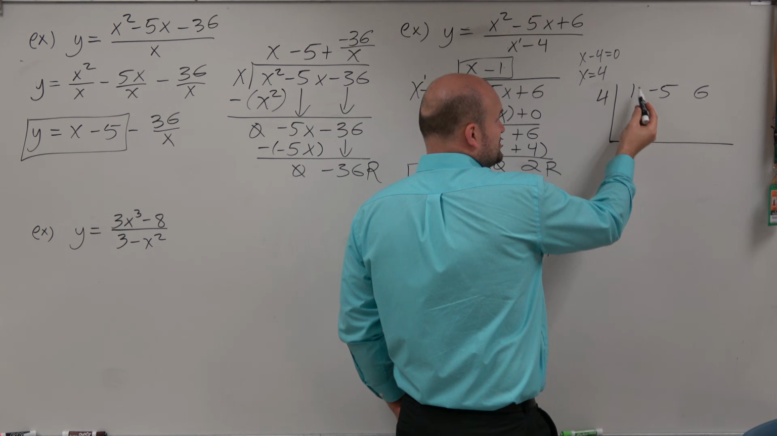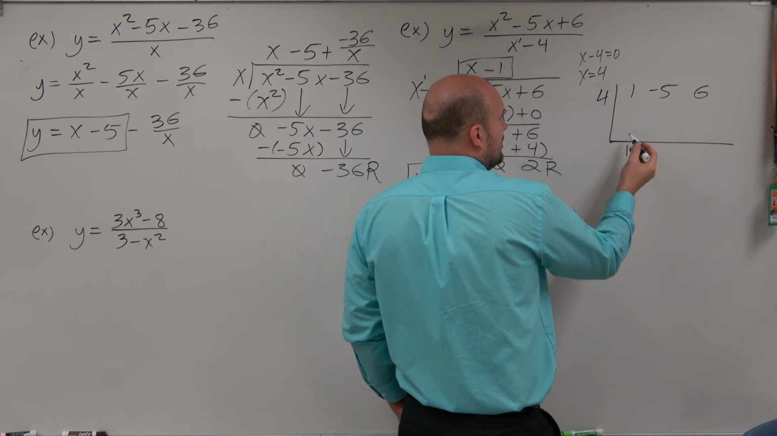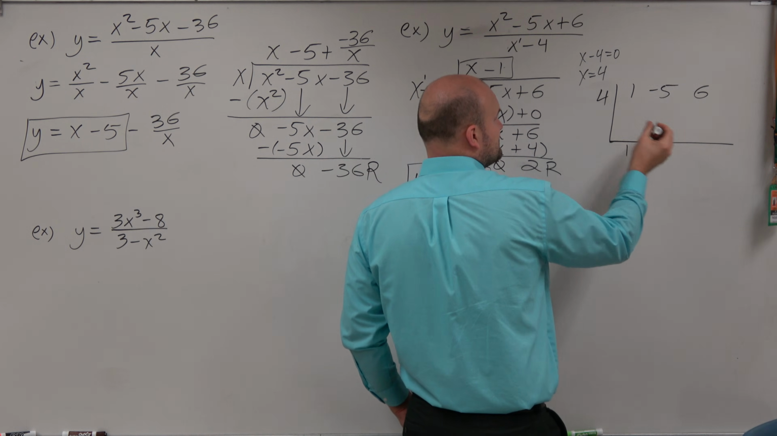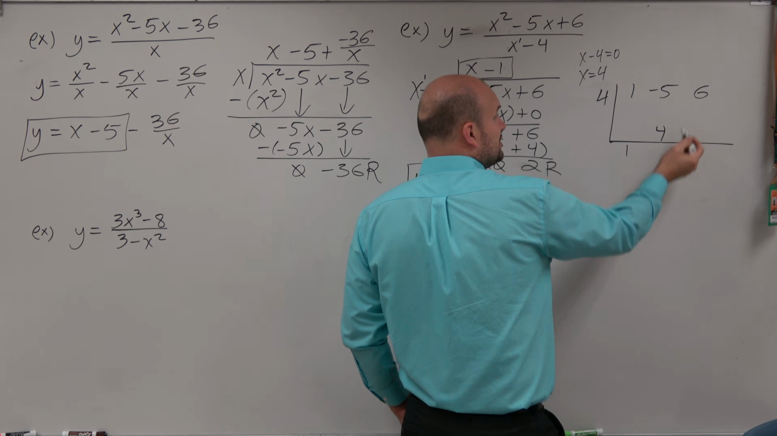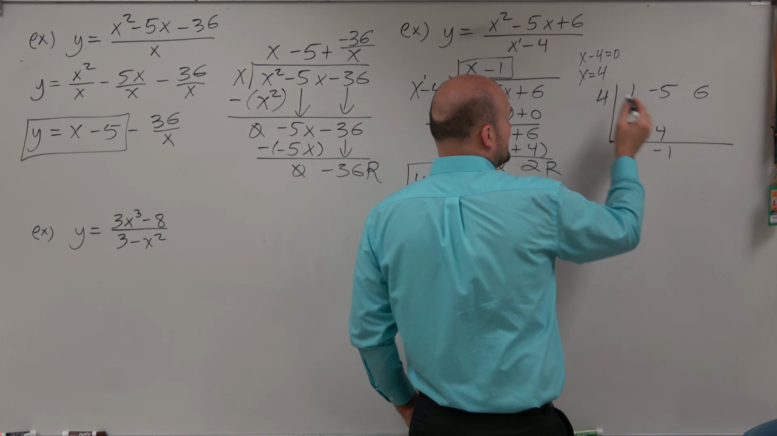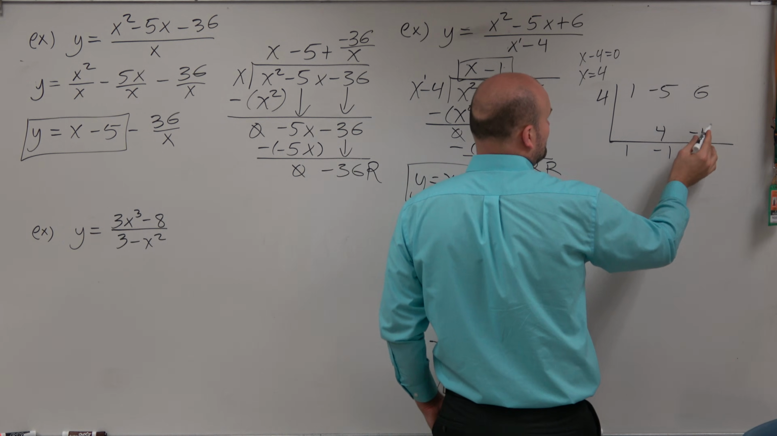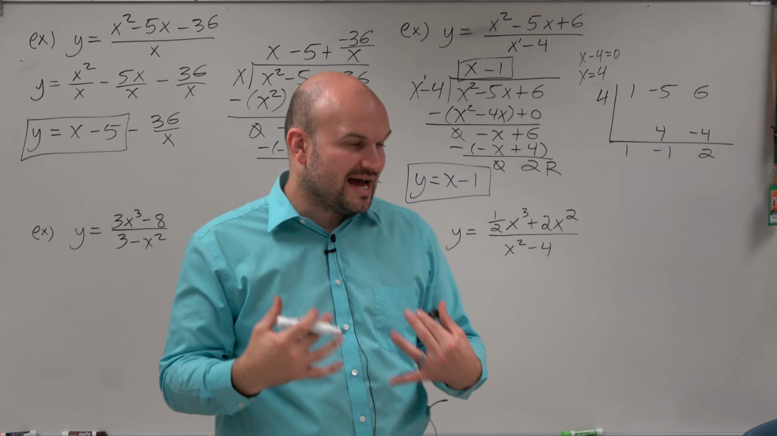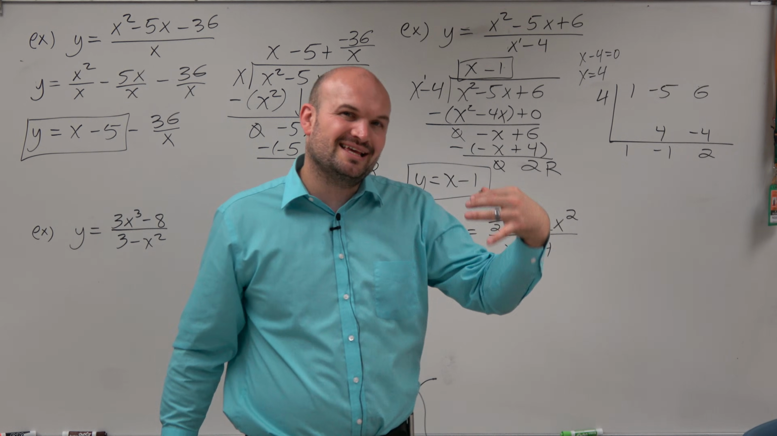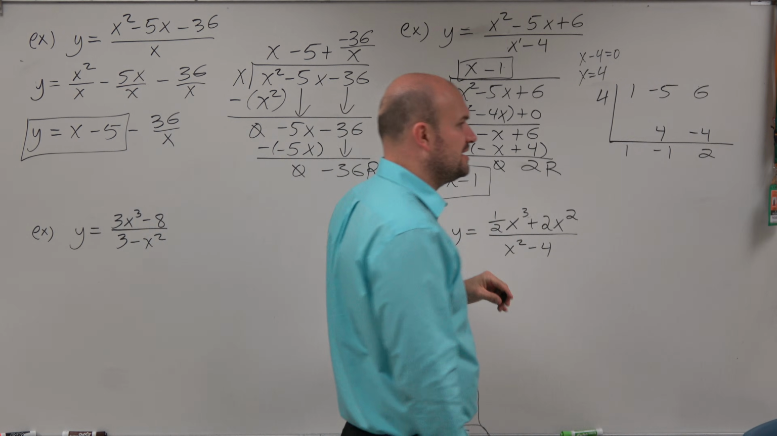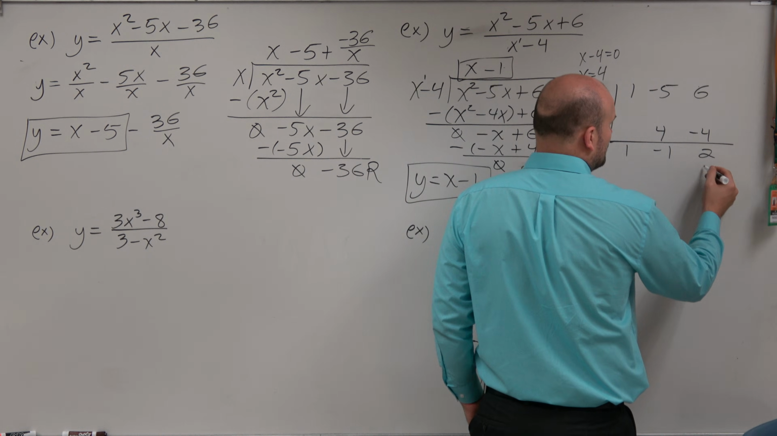To do synthetic division, you take the first number and bring it down as 1. You always bring down the first one, then you multiply the diagonals. 1 times 4 is 4. You add the verticals. Negative 5 plus 4 is negative 1. Negative 1 times 4 is negative 4. 6 plus negative 4 is 2. Synthetic division is not pure division like long division, but it gives you the coefficients of your quotient polynomial a little bit quicker. The last term is always your remainder.